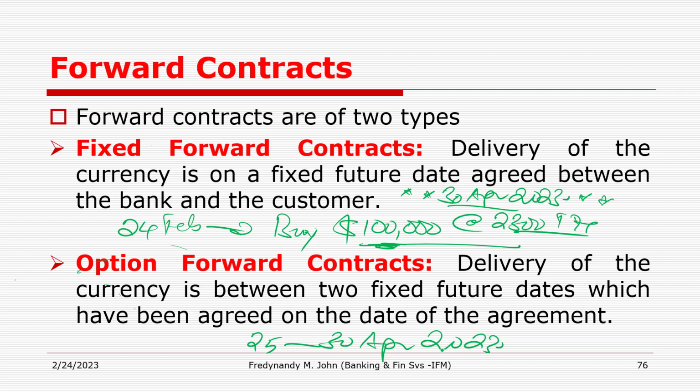2023. So you have the option of exercising your rights of buying or selling between these dates, that is 25th, 26th, 27th, 28th, 29th, or 30th. No more, no less. But with a fixed forward contract, you will only exercise your right on the specified future date. In this case here, 30th of April 2023.